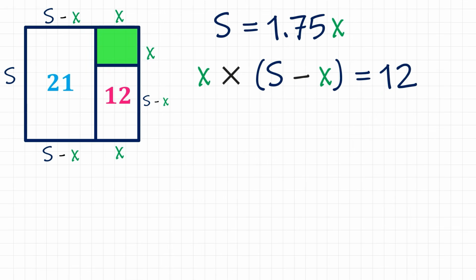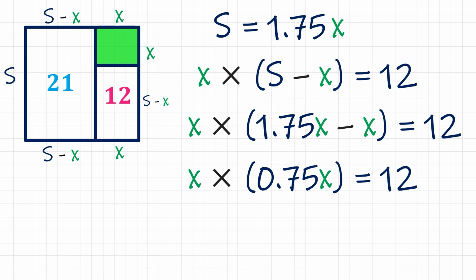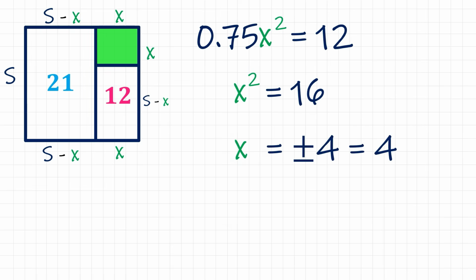We replace S with 1.75x. Subtracting 1x leaves us with 0.75x. Multiplying that by the x on the outside gives us 0.75x squared equals 12. If we divide 12 by 3/4, we find that x squared equals exactly 16. And since x represents a physical distance, x must be 4. The side of our green square is 4.